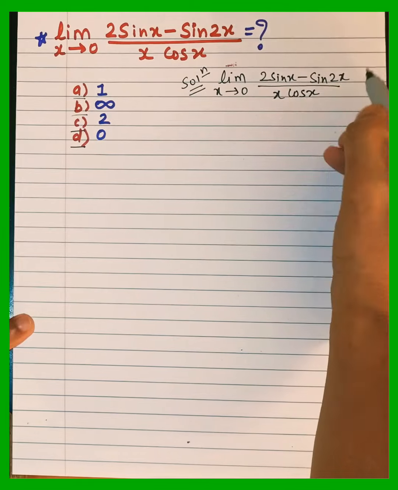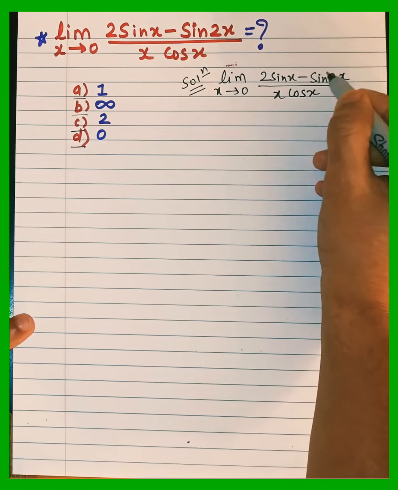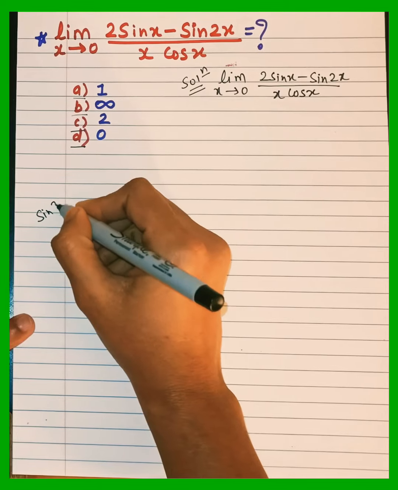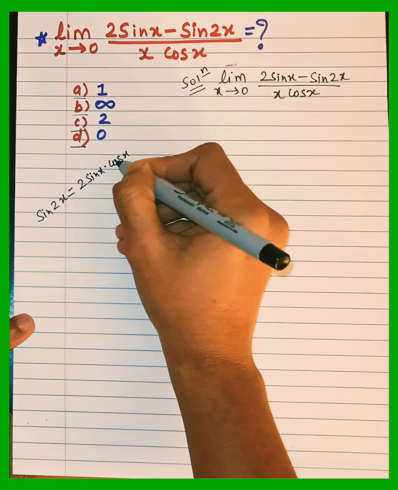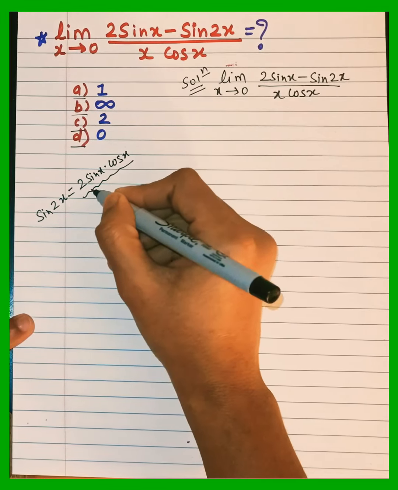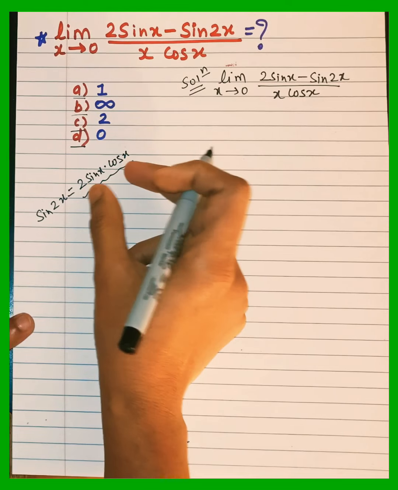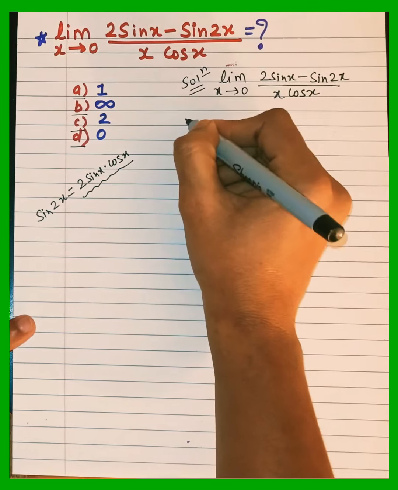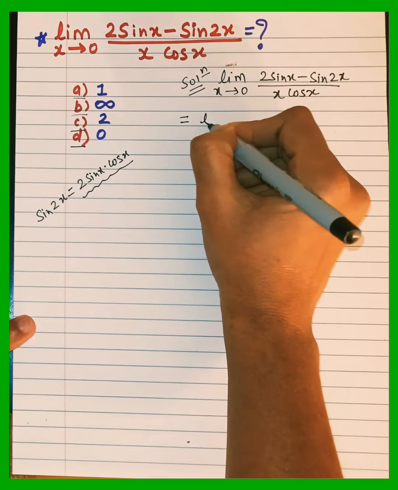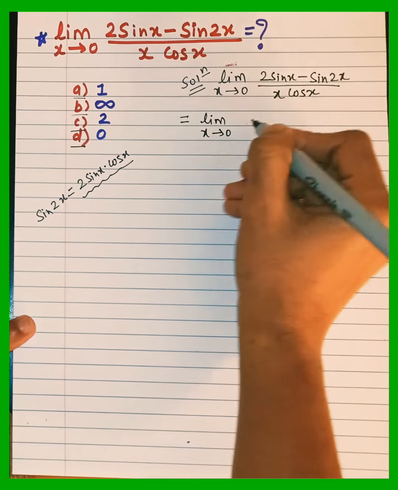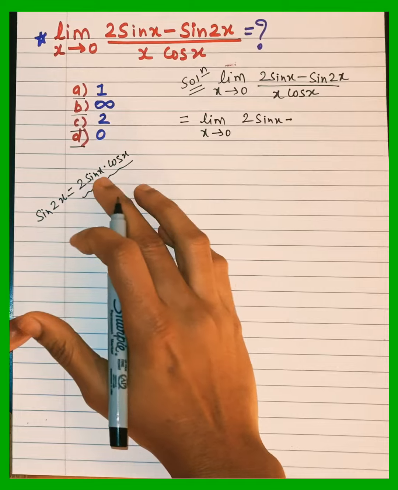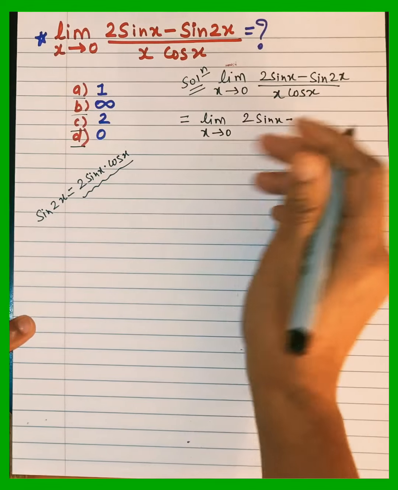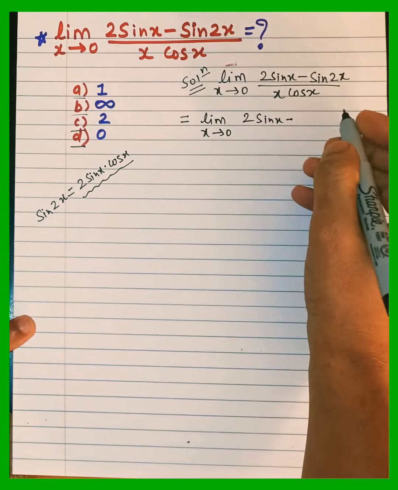Now here if you see sin 2x, there is a formula for sin 2x. Sin 2x is equal to 2 sin x into cos x. So this is the formula, and this value we will substitute here in place of sin 2x. So moving ahead, this will be equal to limit x tends to 0 of 2 sin x minus, applying this formula, 2 sin x into cos x.